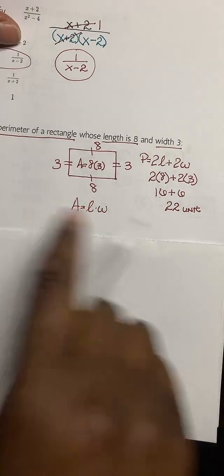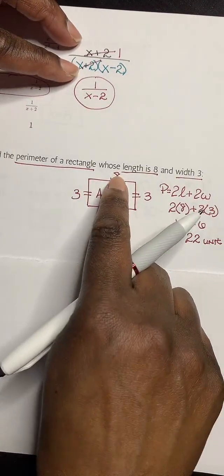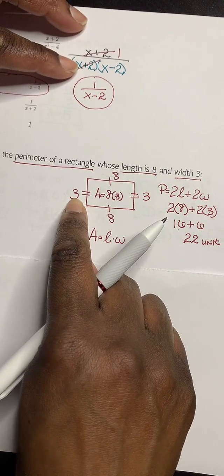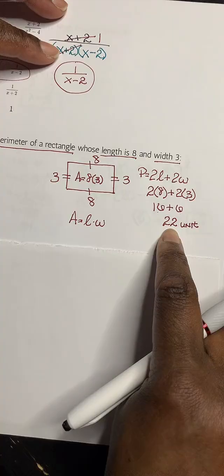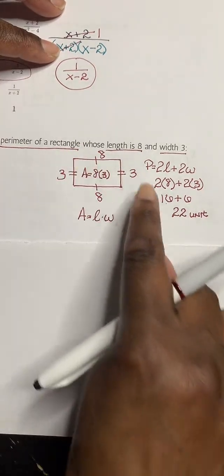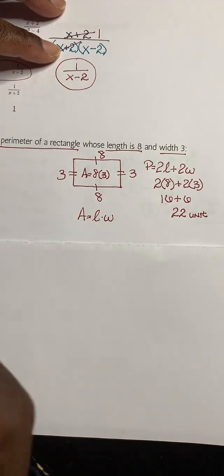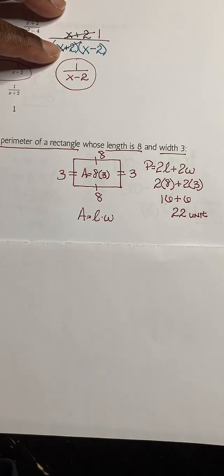How's it 22? 8 plus 3, that's 11. 8 plus 3, that's 11. 11 plus 11 is 22. You're adding up all the sides.